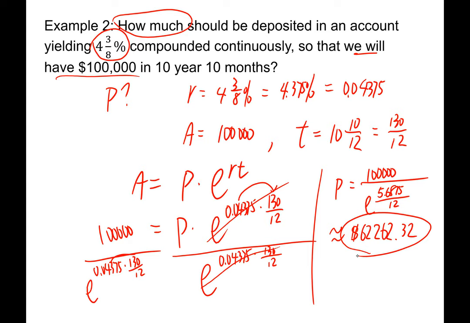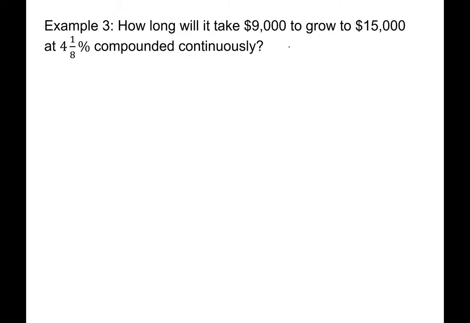Okay. And that's your initial investment in order to achieve this goal. In 10 years, it's like almost doubling your money, right? Based on this rate, compounding continuously. Now, question three. So pretty straightforward. How long, right? Meaning you're looking for T. T is not known. Will it take from 9,000 to grow to 15,000 at a 4.18% compounding continuously?